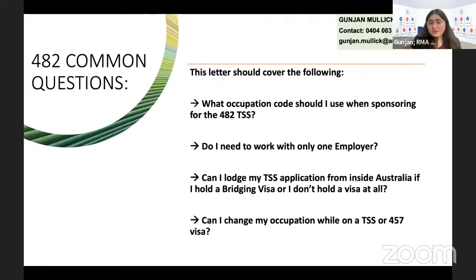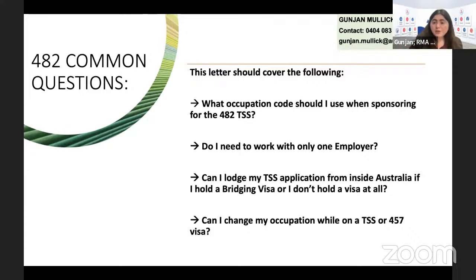Okay, so these kind of questions is what occupation code should I use when sponsoring for the 482? So you need to select the right ANZSCO code. Do I need to work with only one employer? So for example, for the 482, you need 2 years of experience. A lot of people think that I have to be working with only one employer, which is incorrect. Your work experience of 2 years can be accumulated from any number of employers, 2, 3, or 4 employers, provided you have the right amount of documentation.